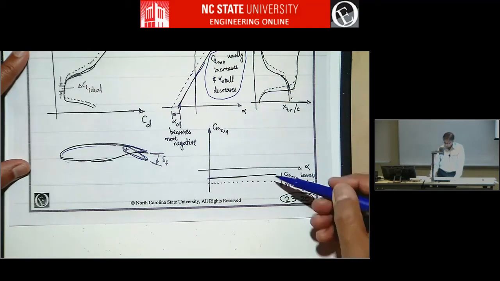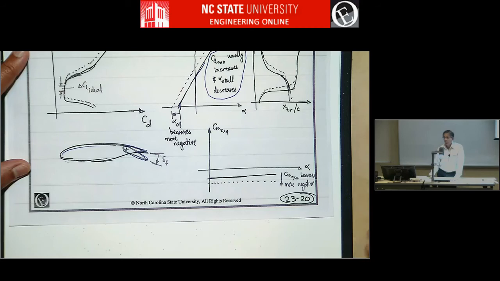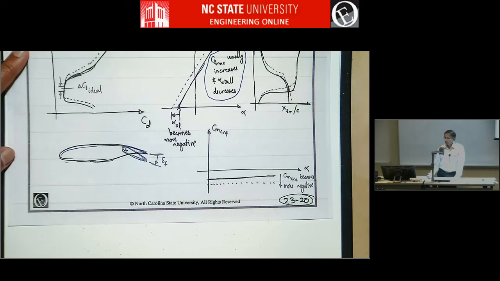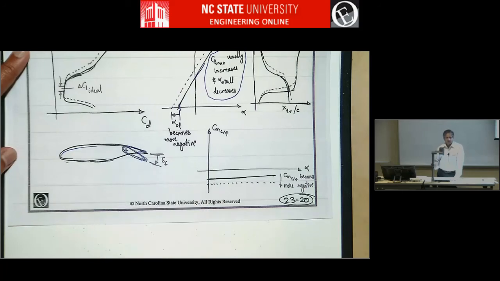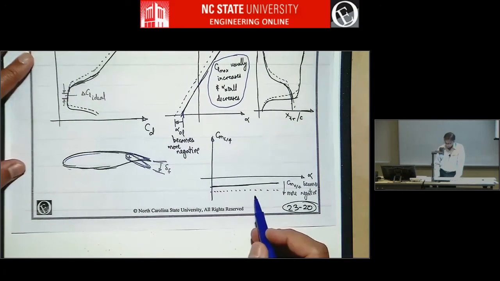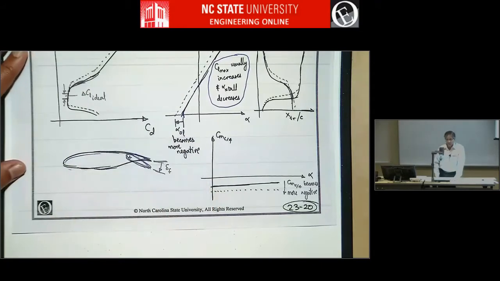When you deflect the flap, the CMc/4 becomes more negative, because it's like increasing the camber in the rear part of the airfoil, right? So it kind of makes sense that it becomes more negative. So it will cause a pitching moment, a nose down pitching moment.